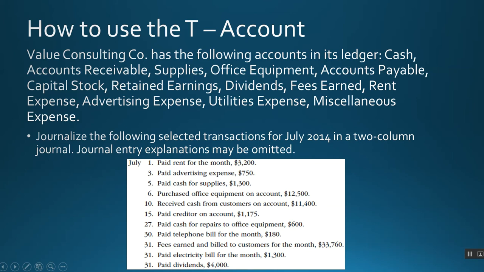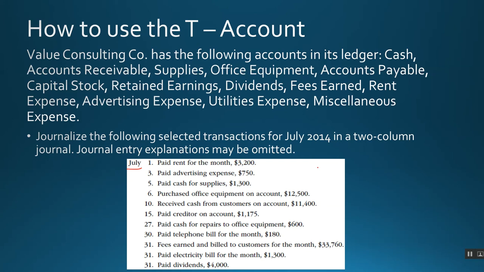Value Consulting has the following accounts in its ledger: cash, accounts receivable, supplies. So it gives us all of the accounts. And what they want us to do is take a look at each one of these transactions that happened in the month of July, and they want us to record these transactions to the journal. So the first one we say that we paid rent for the month, 3,200.